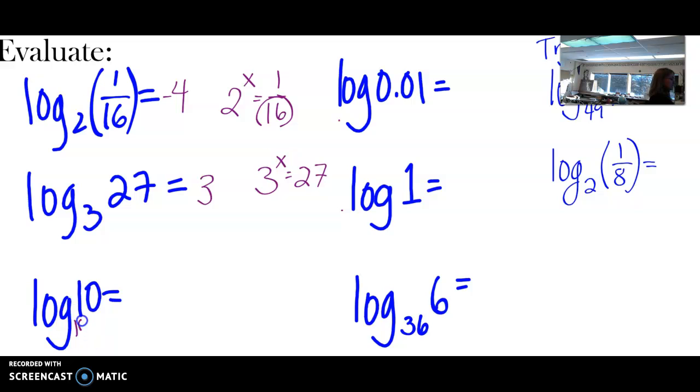Log of 10 means the base is 10 because there isn't one written there. So 10 to the what equals 10? It'd be 10 to the first. So your answer, when you're evaluating a logarithm, you're finding an exponent. You'll hear me say that a few times.